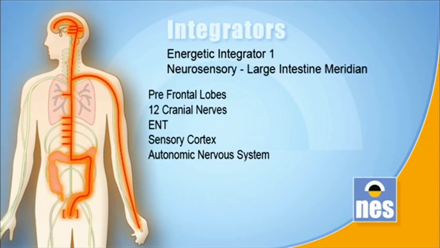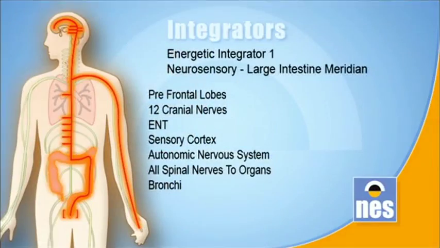Going down a little bit further, we've got all of the spinal nerves coming out both sides, and we've got spinal nerves going to the organs as well. We've got a little branch going to the bronchial membranes for Integrator 1. Bronchi are a little bit difficult because we've got 1, 5 and 11. Can you remember 1, 5 and 11 bronchi? For skin, we've got Integrator 1.